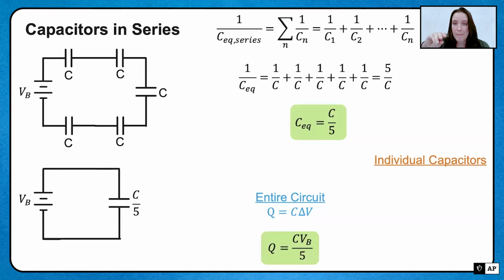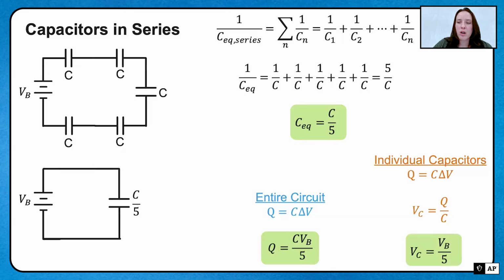Remember, it has to kind of balance itself out. That means all of these have that same CV over 5 charge. So if I want to figure out what their individual voltage is, rearranging that equation, my voltage is charge over capacitance. For these individual capacitors, our charge is CV over 5. Our capacitance is C. So those C's cancel out, and each capacitor gets a potential difference of V battery over 5, which kind of makes sense.